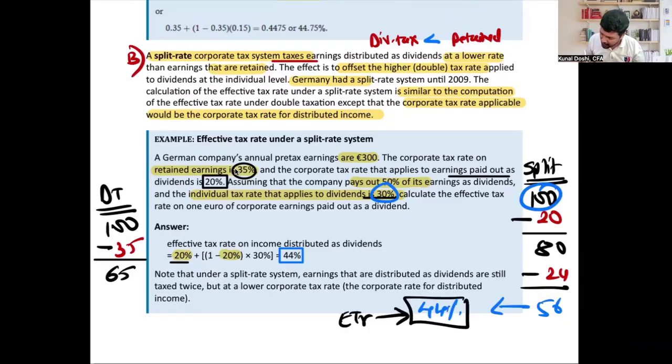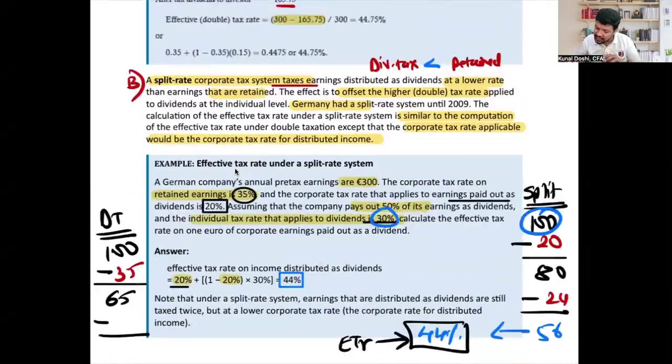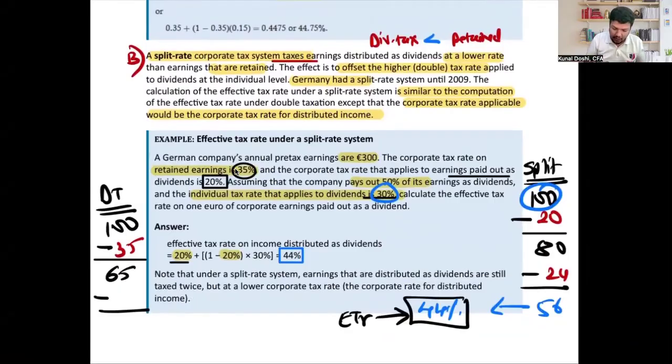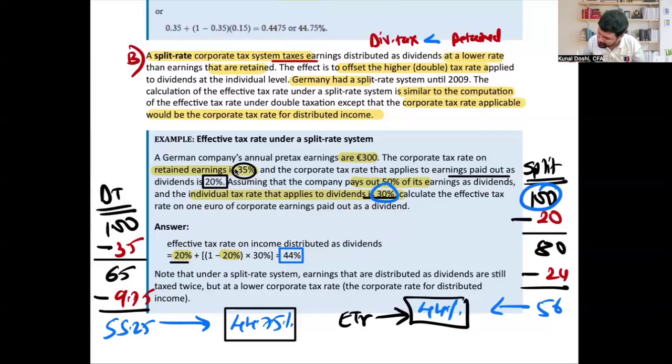Under this system, I am going to pay taxes on the dividend, and they said the dividend tax rate was 15 percentage. So 65 into 0.15, that is 9.75. 65 minus 9.75 will be 55.25. I'm left with 55.25. So out of 100, if 55.25 is what I'm left with, I have paid how much, guys? 44.75 percentage as my effective tax rate.